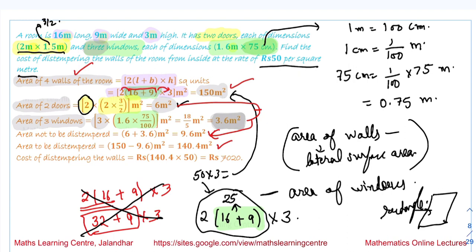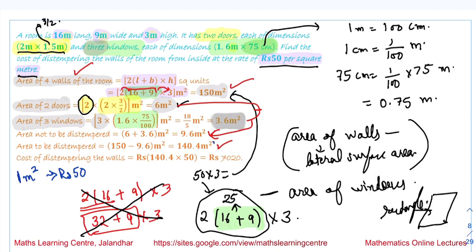Now the rate of distempering the wall is rupees 50 per square meter. So what we are saying is, rupees 50 per meter square means that if we want to distemper 1 meter square of wall, the cost is rupees 50.